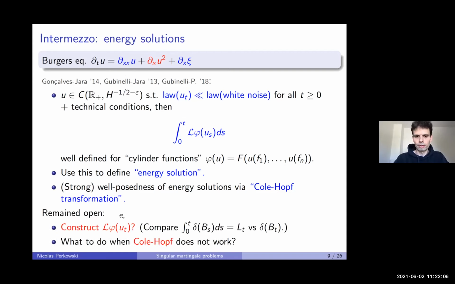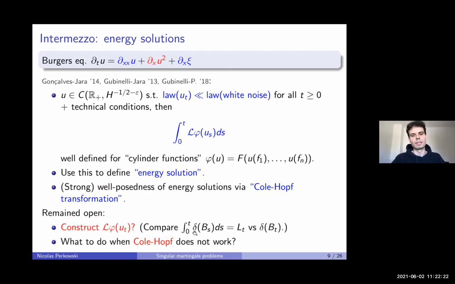What remained open, so this was this work from a few years ago, what remained open there is to construct the generator really, L phi of ut at a fixed time. And really this is significantly different. So to understand this, let's look at a very simple example.